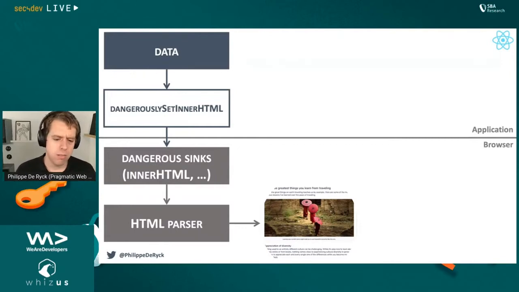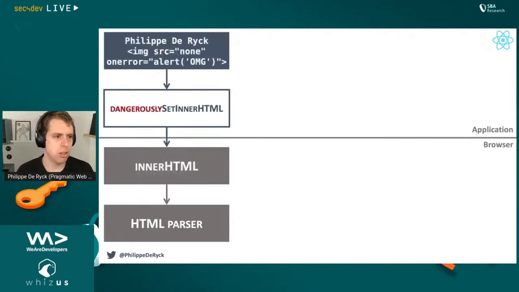Until somebody comes around, that malicious user, and that malicious user is going to be like, let's see if we can mess around with that. And instead of a CK editor document, they give you an image with source none and an onerror alert. Oh my God. And this is where things get a bit funky, because React calls this dangerously set inner HTML, but that's all they do. React is like, we don't really care. You use a dangerous function. That's on you, not on us.